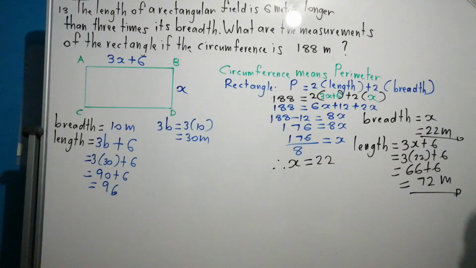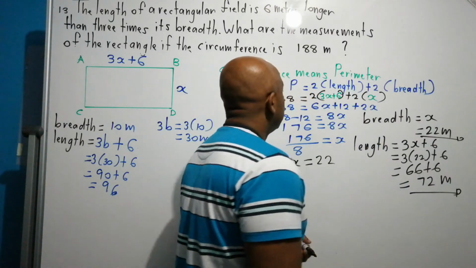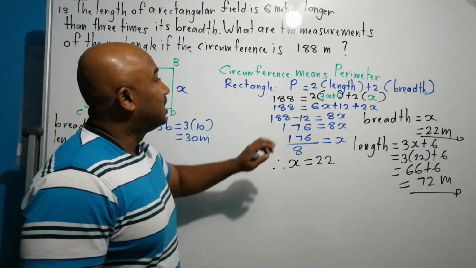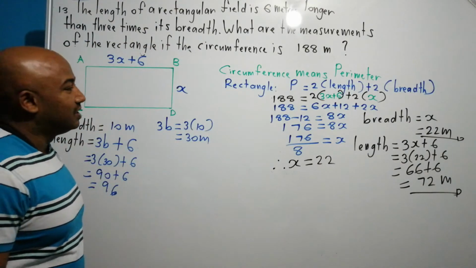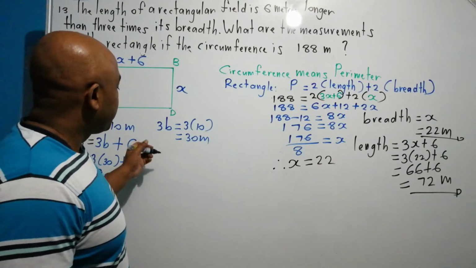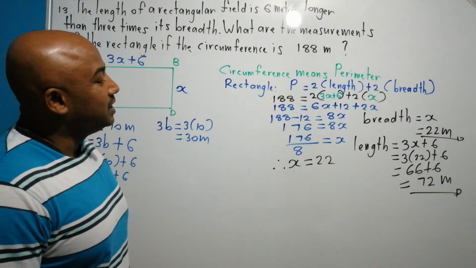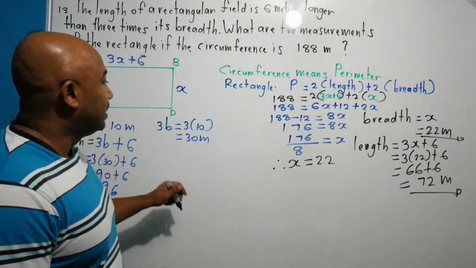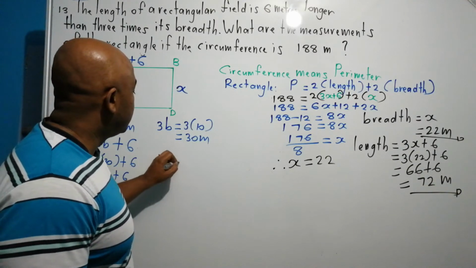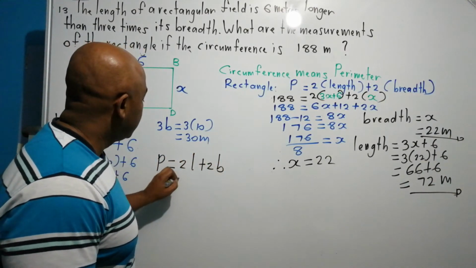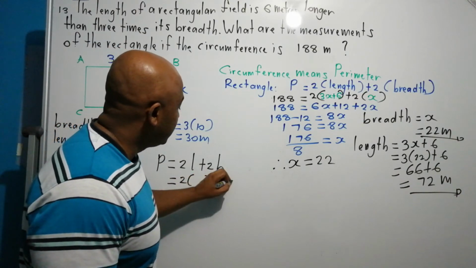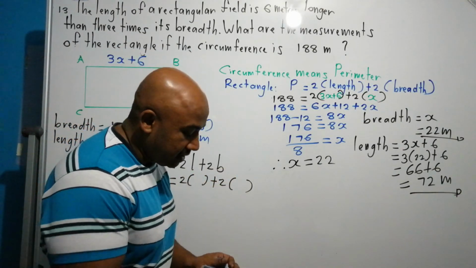How do you know if this is correct? Let's check. The circumference must be 188. We're just checking if our values are correct. The perimeter, circumference means perimeter, same thing. Your perimeter is equal to 2 times the length plus 2 times the breadth. So what was the length and what was the breadth? We just worked it out.